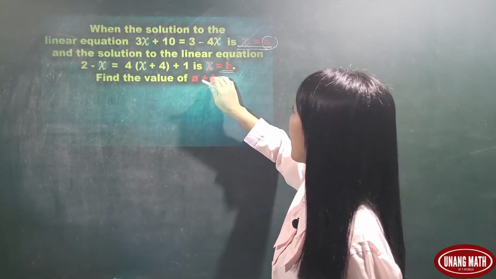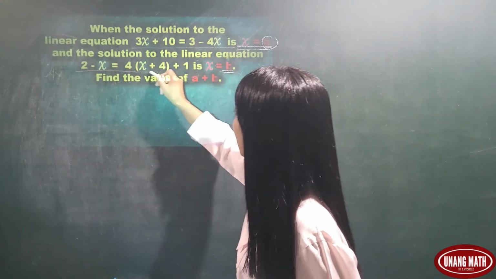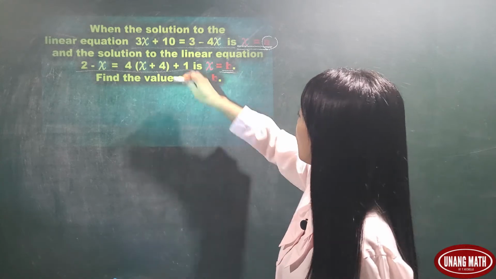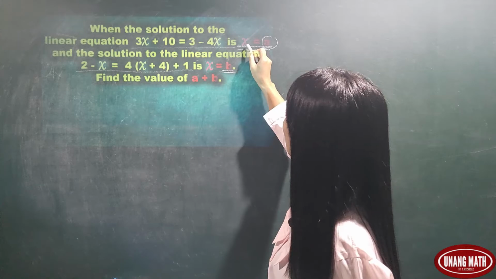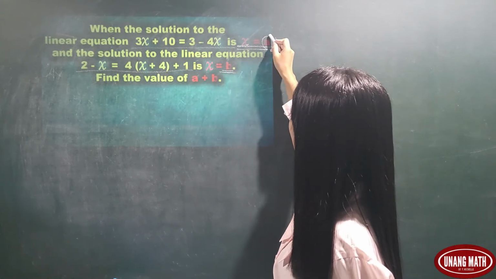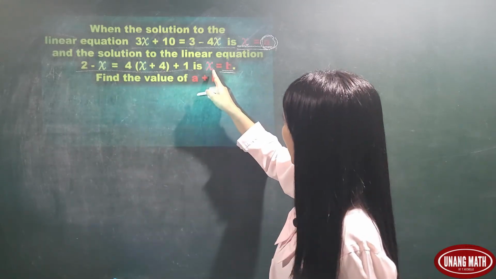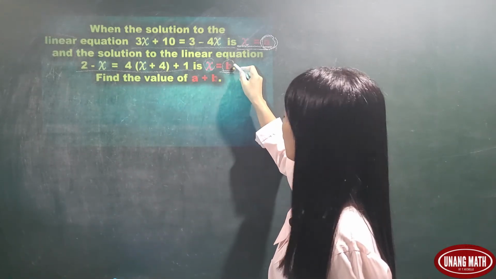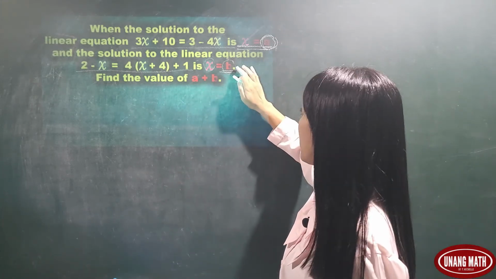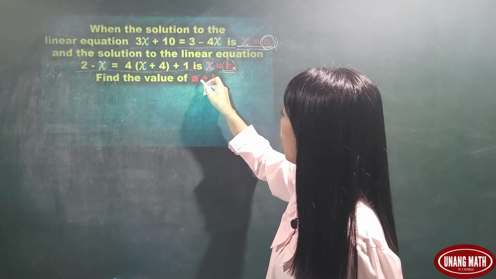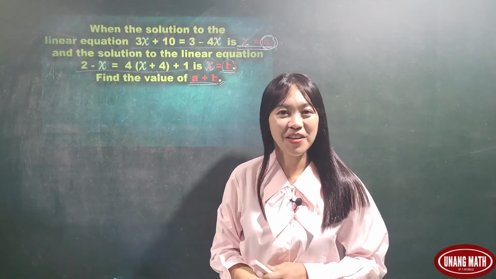In this problem, we have two equations. So this is the first equation and this is the second equation. For the first equation, we have to find the value of x, and that is equal to a. For this next equation, we have to find the value of x, and that is equal to b. So when you have found the value of a and b, you have to find the value of a plus b. You can write your answer in the comment section.